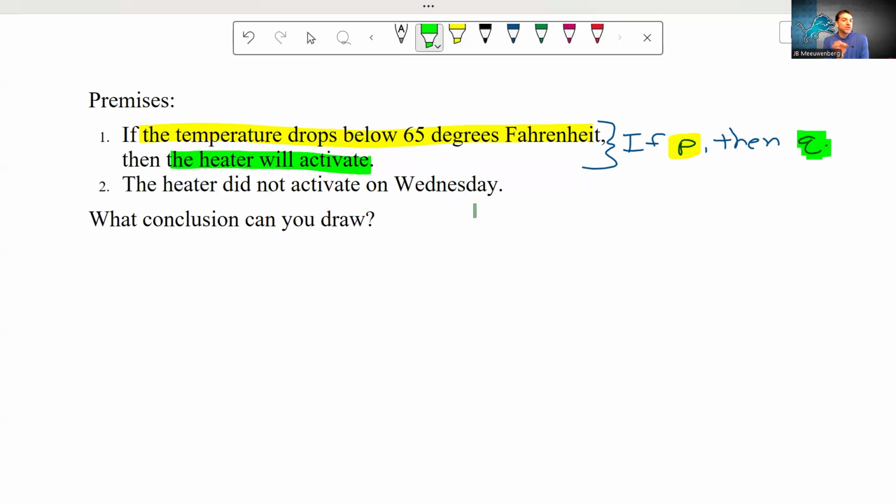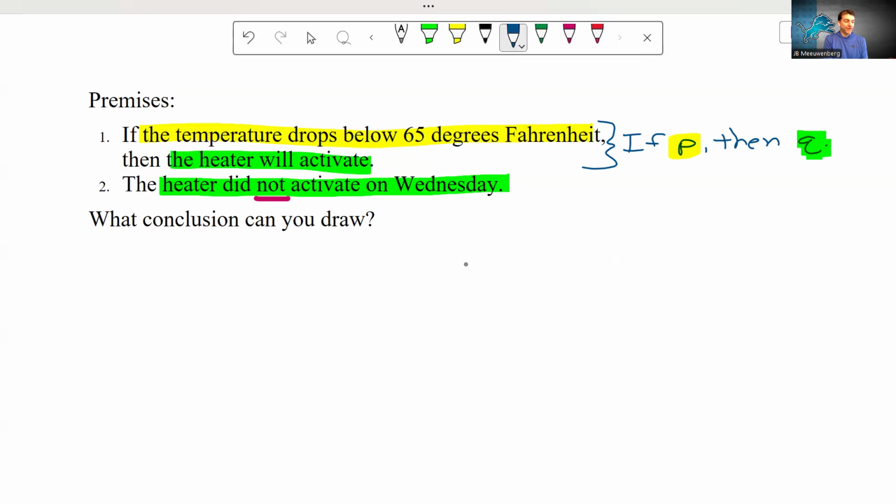Which statement is that associated with? The hypothesis or the conclusion? The P or the Q? The heater did not activate. That's associated with the conclusion, the Q. But you also notice it is the not version. It's the negated version.